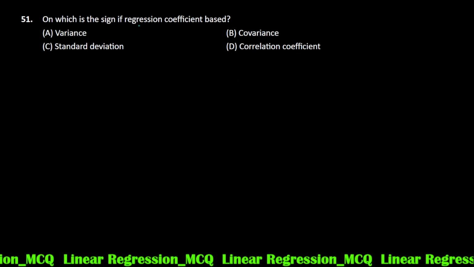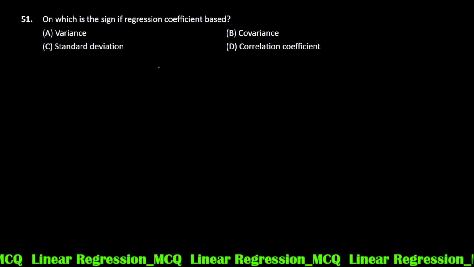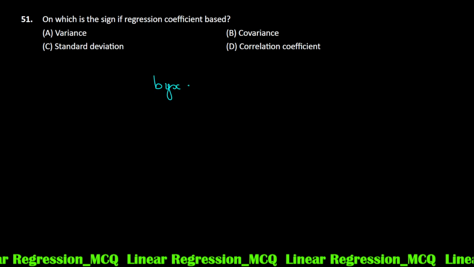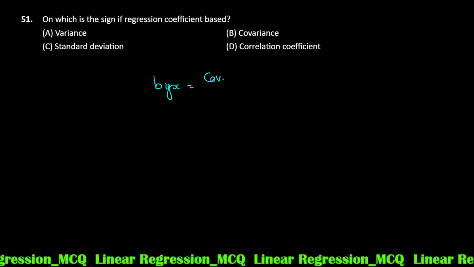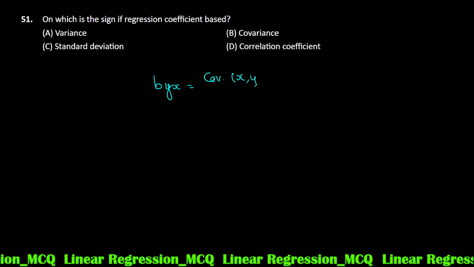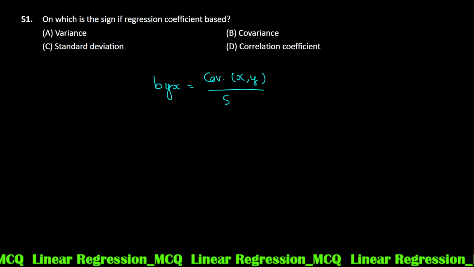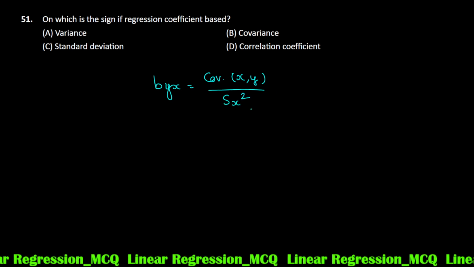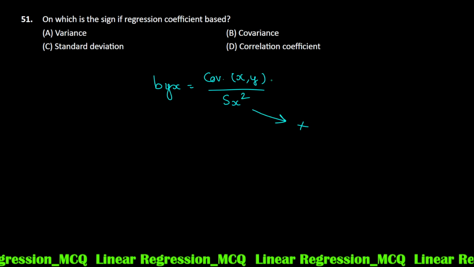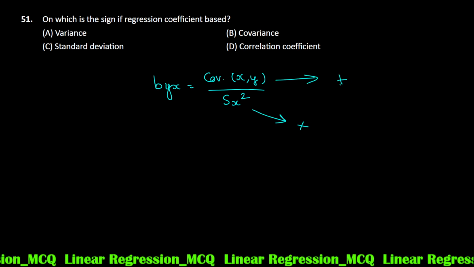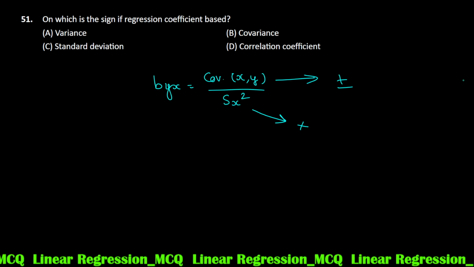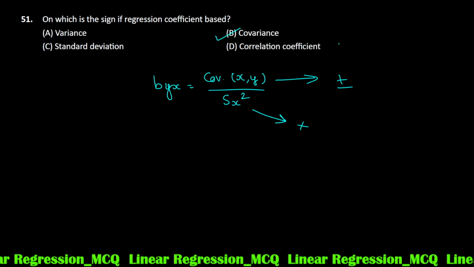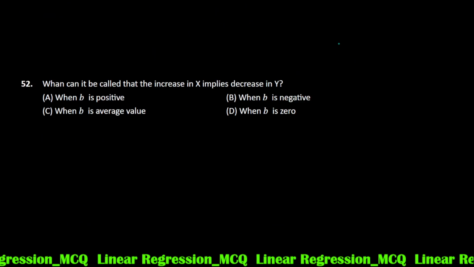51 number, on which is the sign of regression coefficient based? Okay, formula of byx is equals to covariance of xy divided by sx square. This is basic formula and we know very well sx square is always positive and covariance may be positive or negative. So sign of byx depends on covariance. Option B is correct in 51.